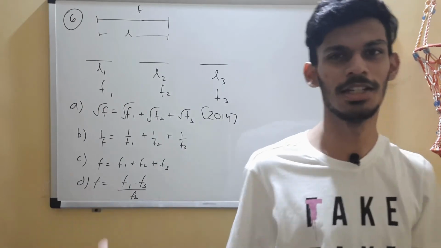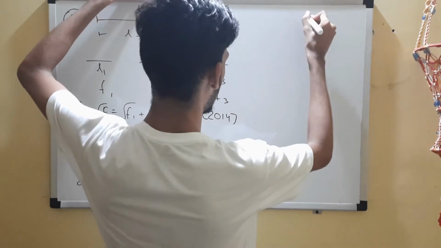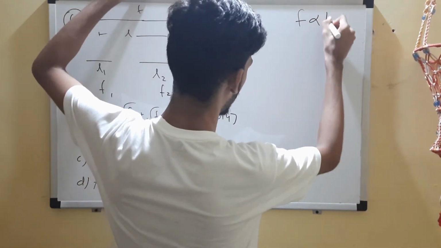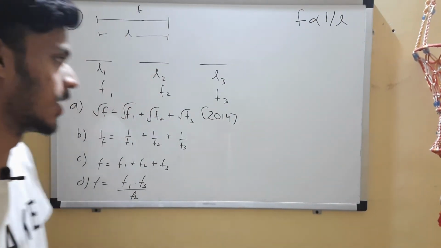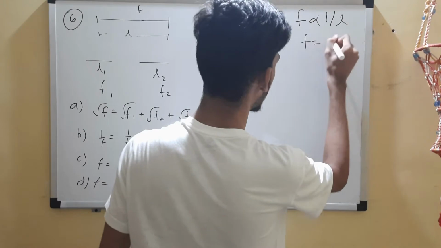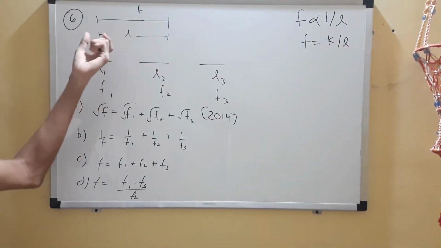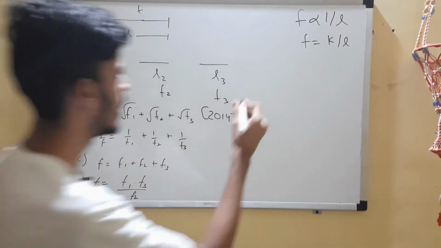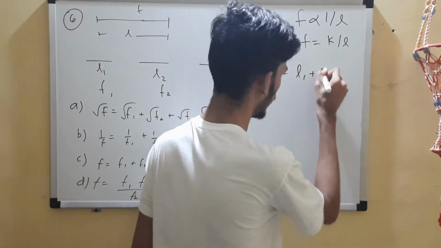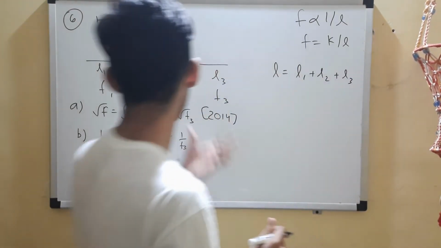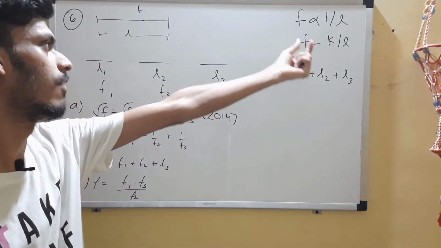A very simple question because the only thing that you are supposed to know in order to solve this question is frequency is inversely proportional to length. Okay, this is the only thing which you are supposed to know, and the question is done. You can write frequency equals k by L, where k is some proportionality constant. Now since this string was cut into 3 pieces, we can write L equals the original length equals L1 plus L2 plus L3. If you add the length of these 3 pieces, it will give you the original length.